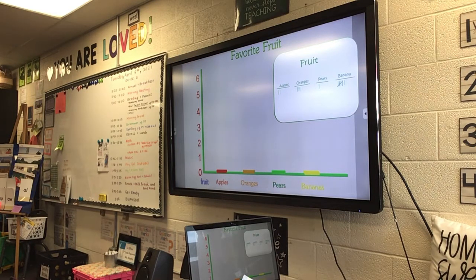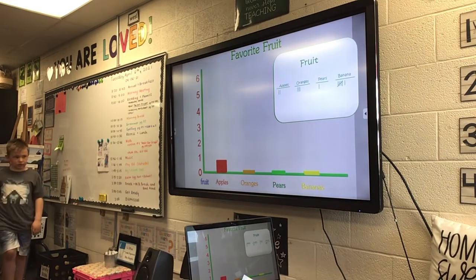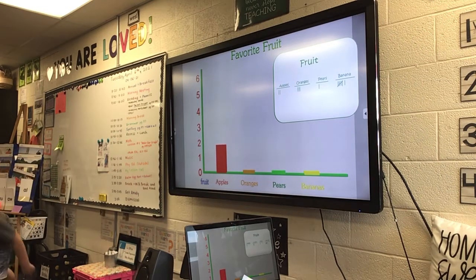First in our data are the apples. We can see from the tally marks that 2 of my friends liked apples. So here on the graph, we will have this bar at the bottom go up 2 spots to show that 2 people liked apples. Okay, next we have oranges. How many people liked oranges? 3. Good job, 3. 3 people liked oranges. So we move the bar up to where the 3 is.